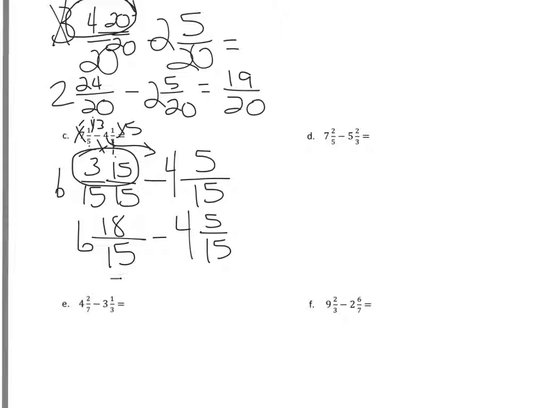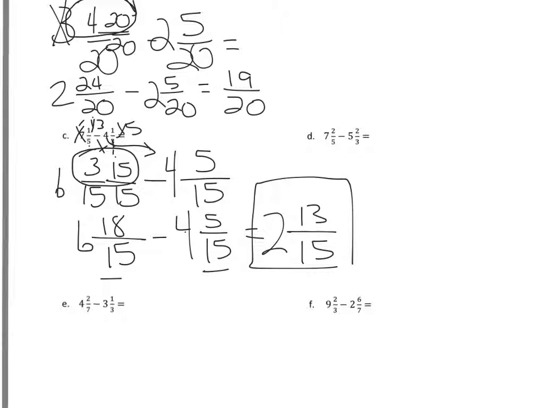Now I have fractions that I can subtract. 8 fifteenths minus 5 fifteenths is 13 fifteenths. 6 minus 4 is 2. The answer is 2 and 13 fifteenths.